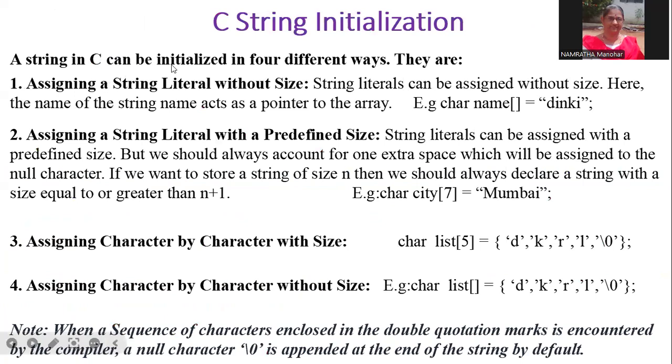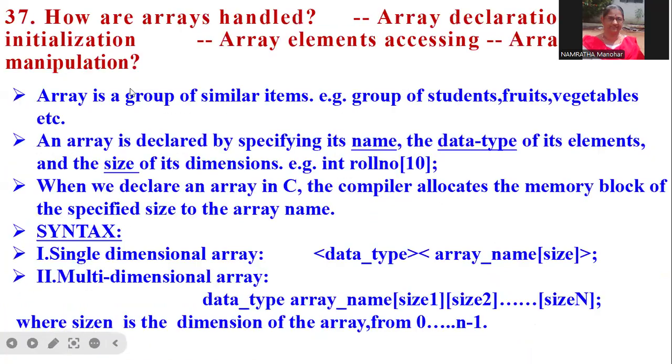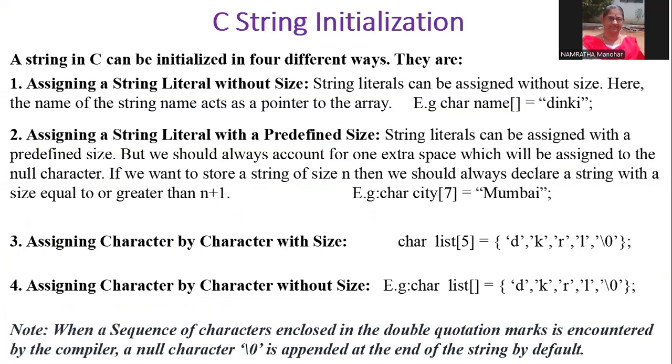Now, a string in C can be initialized in 4 different ways. Now, how can you initialize a string? First, assigning a string literal without sizing. That is, you don't want to give the size at the time of declaration, so you can just give a blank bracket. Literals can be assigned without size. Here, the string name acts as a pointer to the array. char name[] = "Dinky".